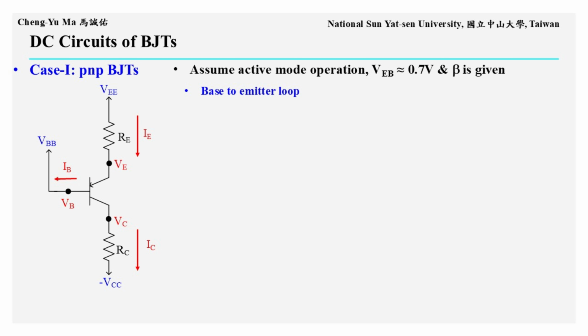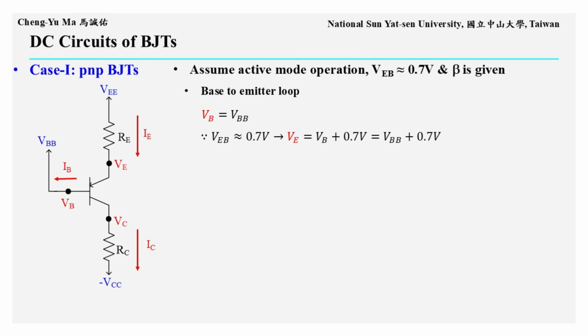If the NPN BJT is replaced by a PNP BJT, as shown in the circuit, the procedure is almost the same. We still begin with the base to emitter current path. We first assume active mode operation and use VEB approximately equal to 0.7 volts.